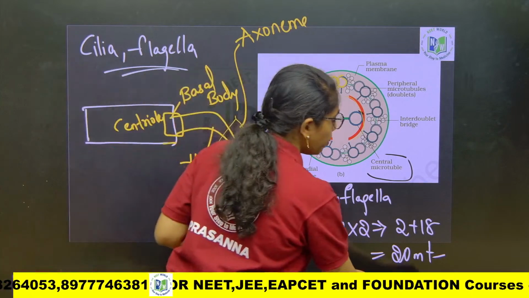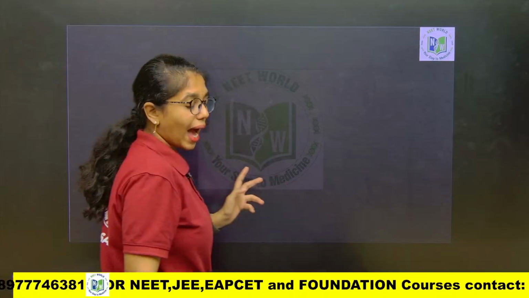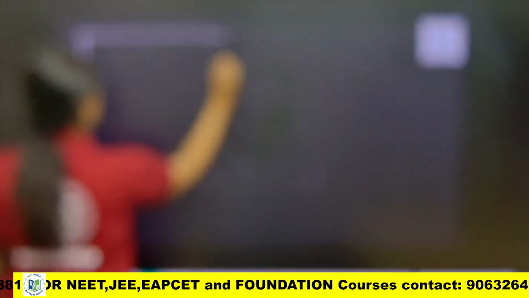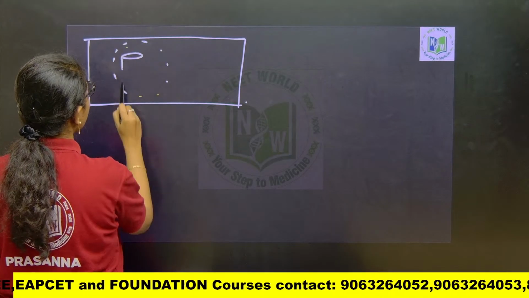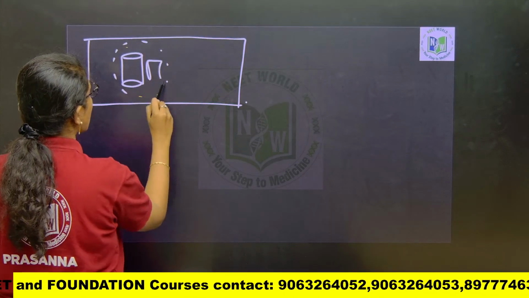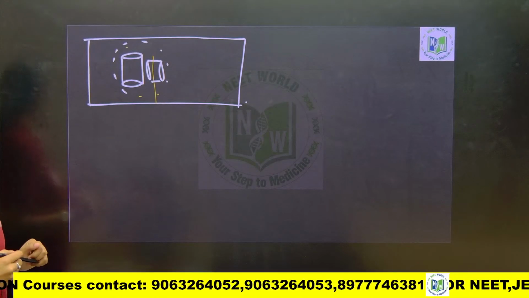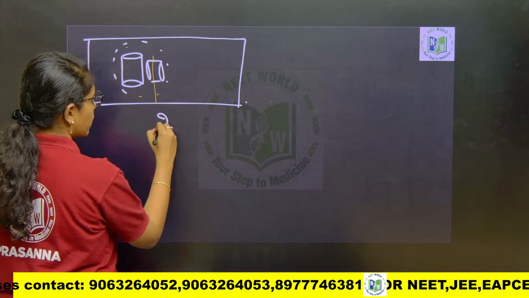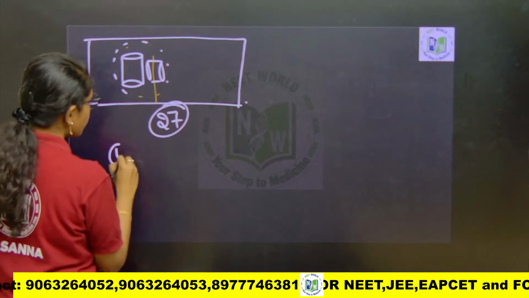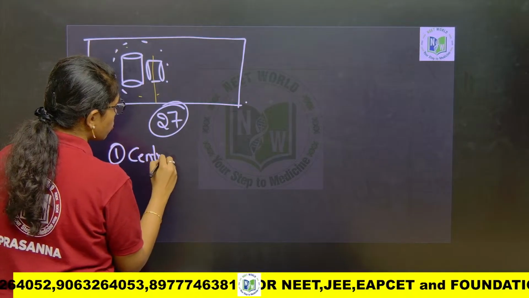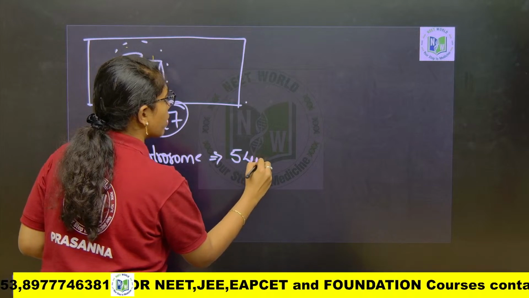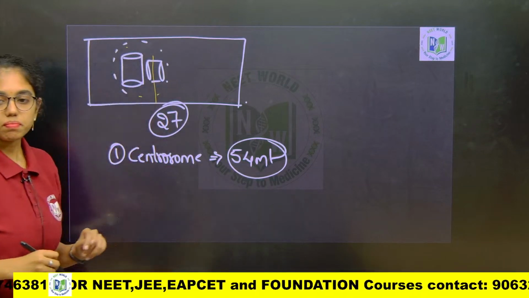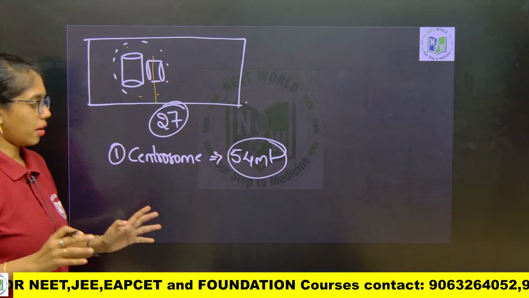Now, let me put a simple question. I have already told you that inside the centrosome, you will be having 2 centrioles which are perpendicularly arranged. One centriole is having how many microtubules? 27 microtubules. One centrosome will be having how many microtubules? 54. Very good. It is 54 microtubules. Clear, right? Easy, right?